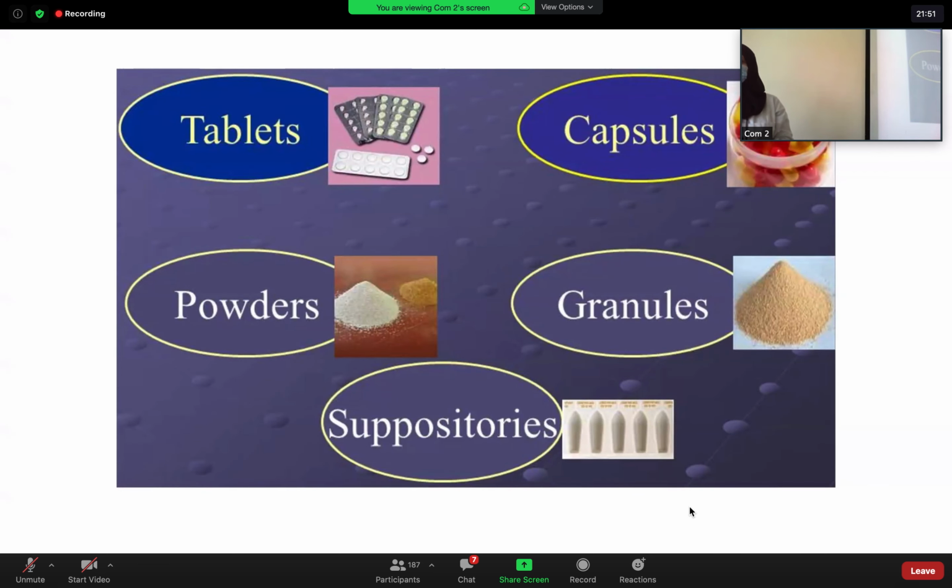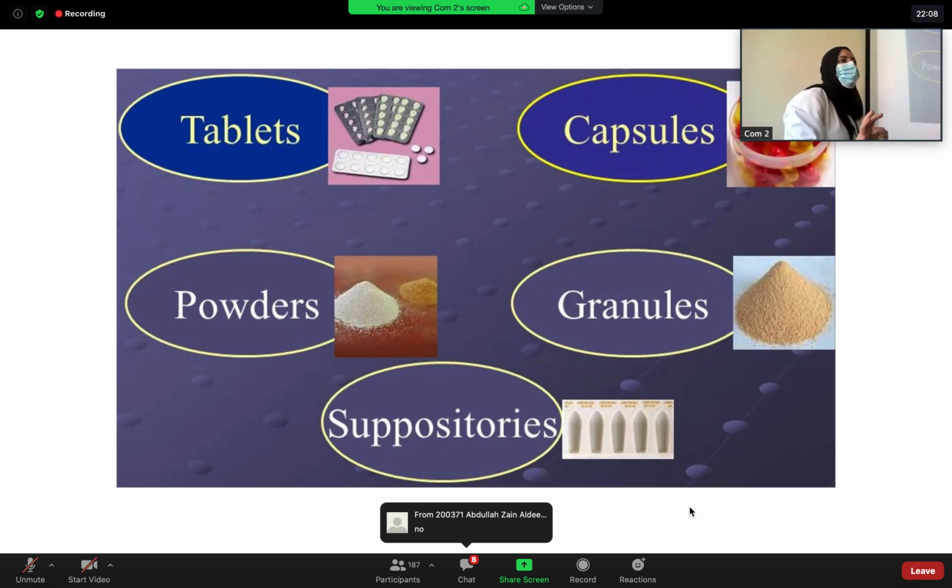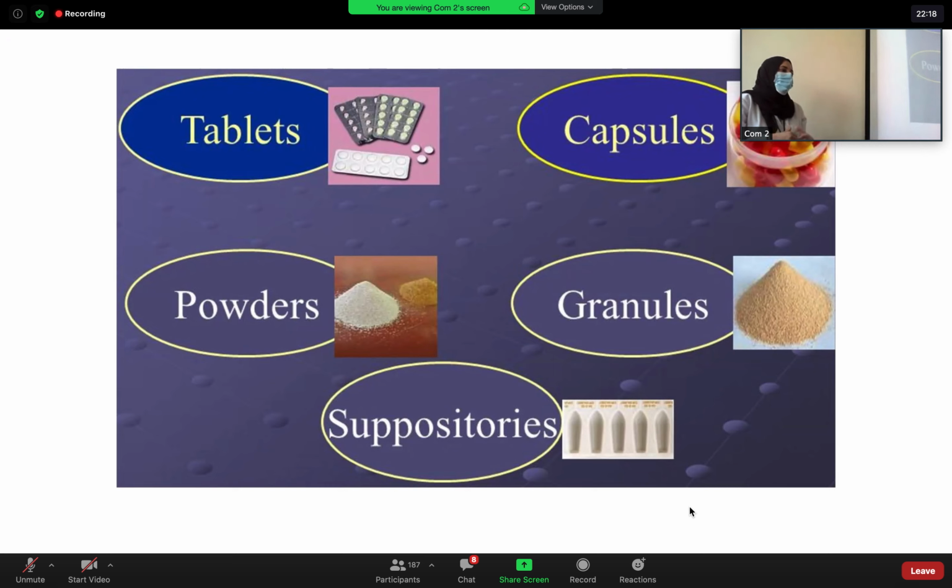Here, how does it look like? The tablets come in all different formulations or shapes, the powders and the granules. So do you see any difference between powders and granules? No. Okay. Do you think powders would be a dosage form that we take for internal use? Yes. Any examples?